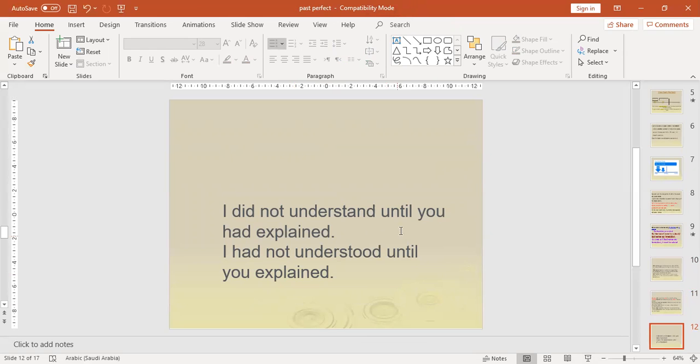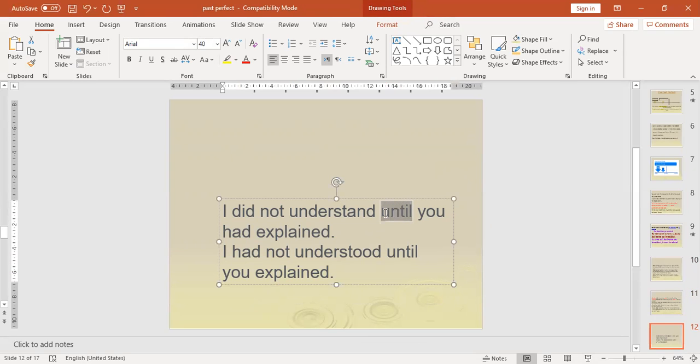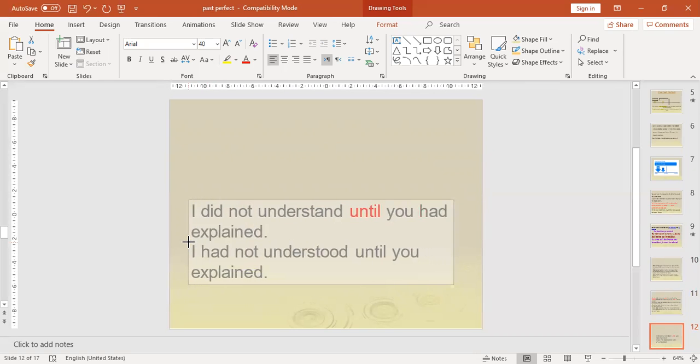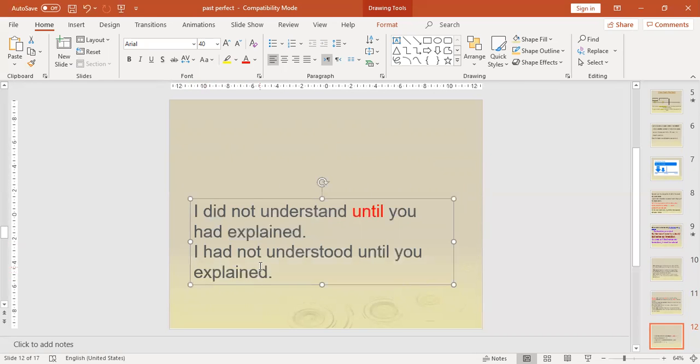Also with until, as a conjunction or time expression. I did not understand until you had explained. I can say it in another way: I hadn't understood until you explained. So first you had explained, then I understood.